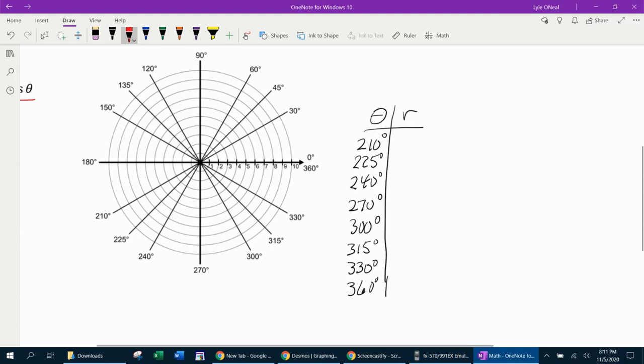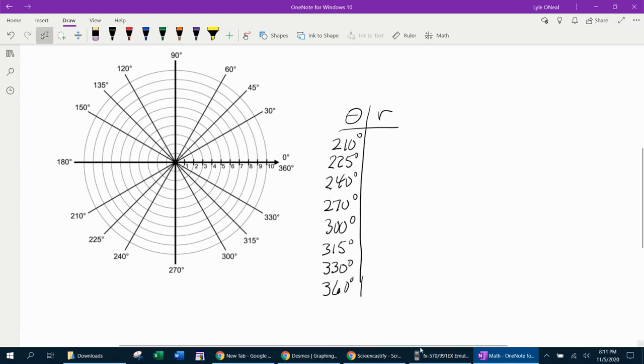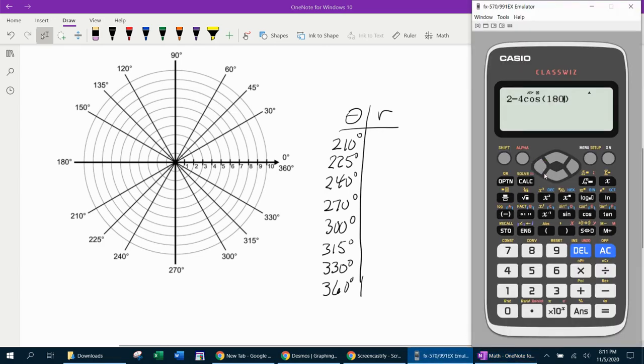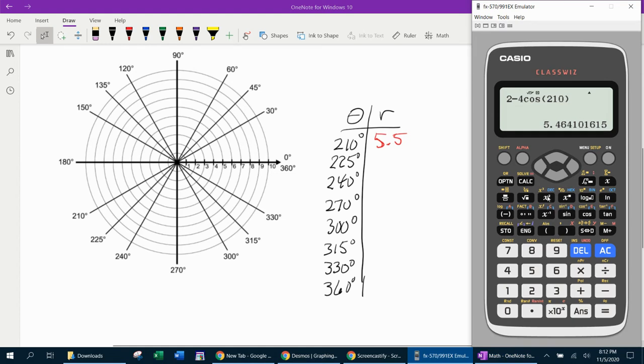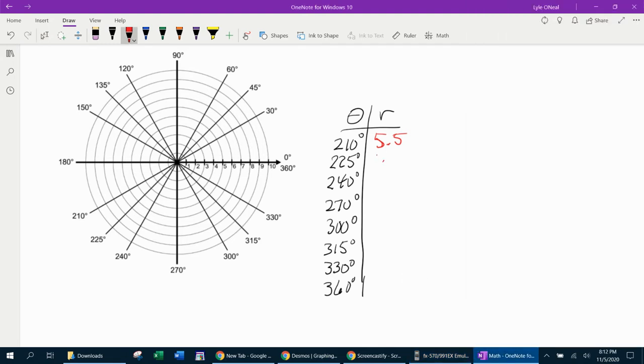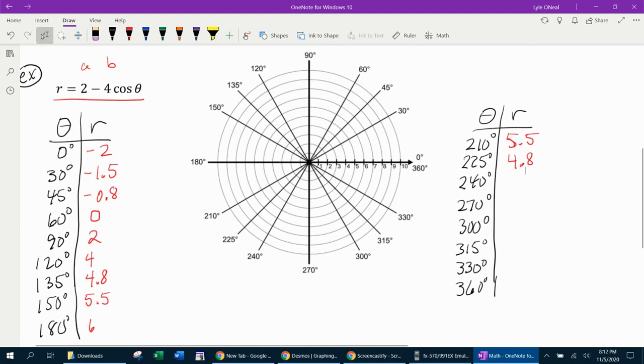Now, let me slide this over so my calculator won't be in the way. 210 is 5.5. 225 is 4.8. Can you see we're going back down now? I'm seeing some symmetry now.